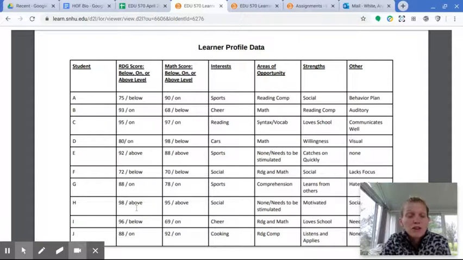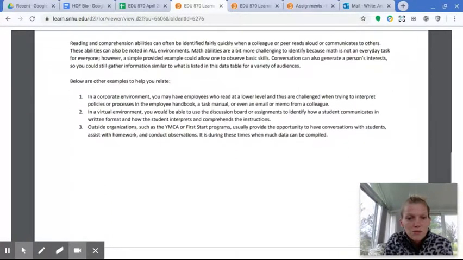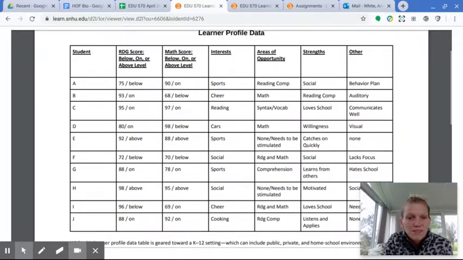Student H, we've got they're excelling in both reading and math. Their interests are social, but they're struggling with that motivation piece and things like that. Okay, so the biggest thing here, I want to find, oh, I went too far.